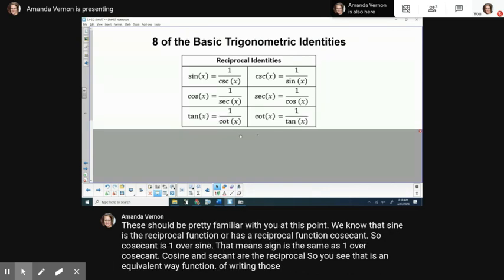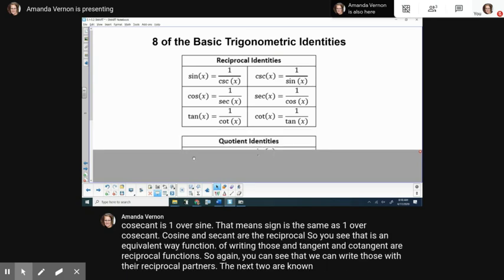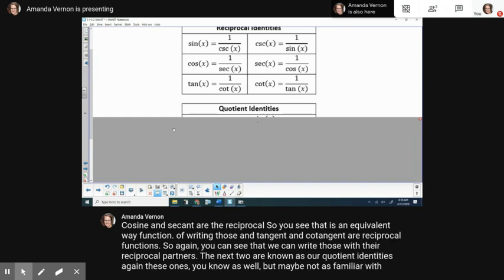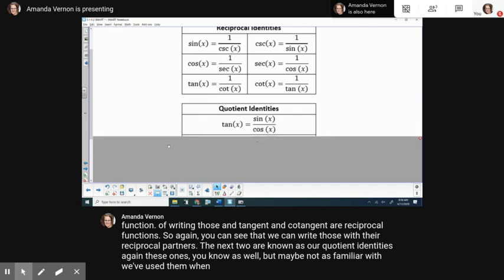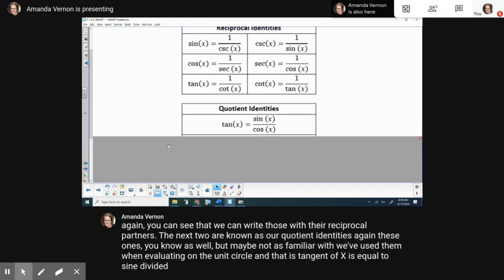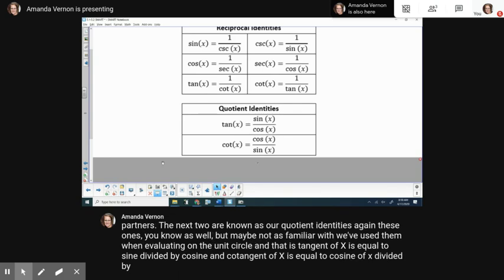And tangent and cotangent are reciprocal functions. So again, you can see that we can write those with their reciprocal partners. The next 2 are known as our quotient identities. Again, these should be ones you know as well, but maybe not as familiar with. We've used them when evaluating on the unit circle. And that is tangent of x is equal to sine divided by cosine. And cotangent of x is equal to cosine of x divided by sine of x.